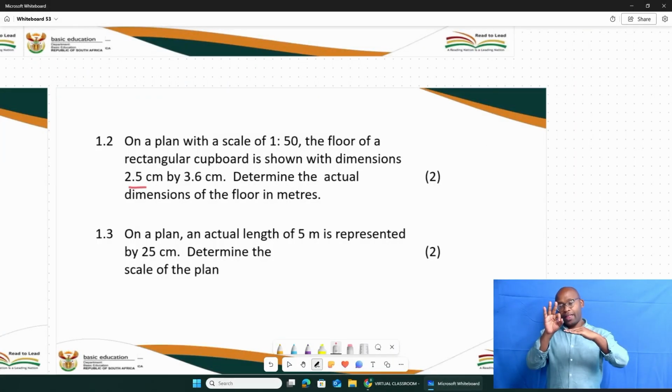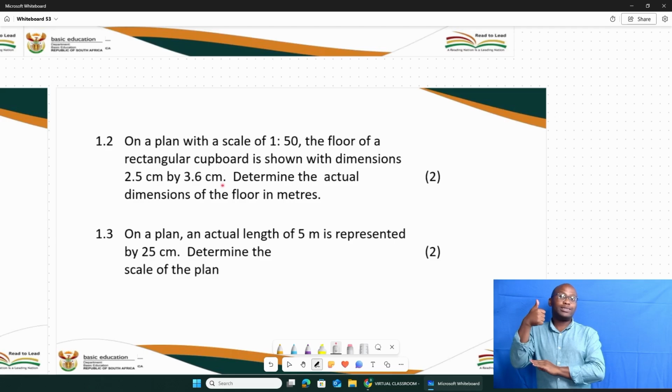Now, in this plan, they say the scale is 1:50. The floor of a rectangular cardboard is shown with a dimension of 2,5 centimeters by 3,6 centimeters. When they say by, it means 2,5 can be the width and 3,6 is the length. The length always becomes the biggest side of an object. They never show me which one is the length and which one is the breadth, so I can see the biggest one of these two will be the length. Determine the actual dimension of the floor in meters.